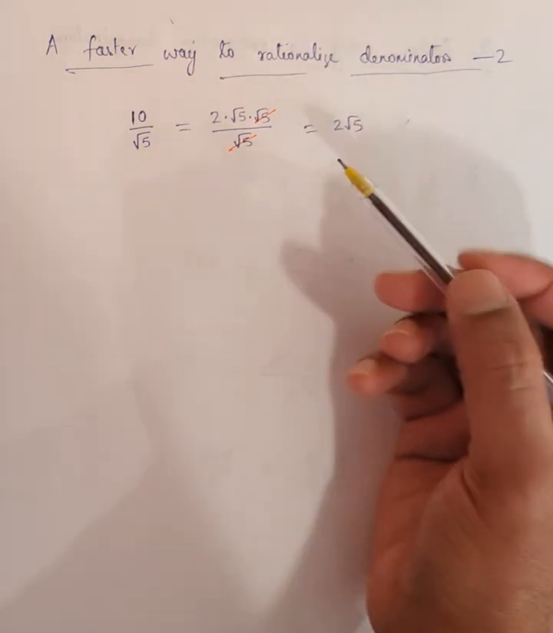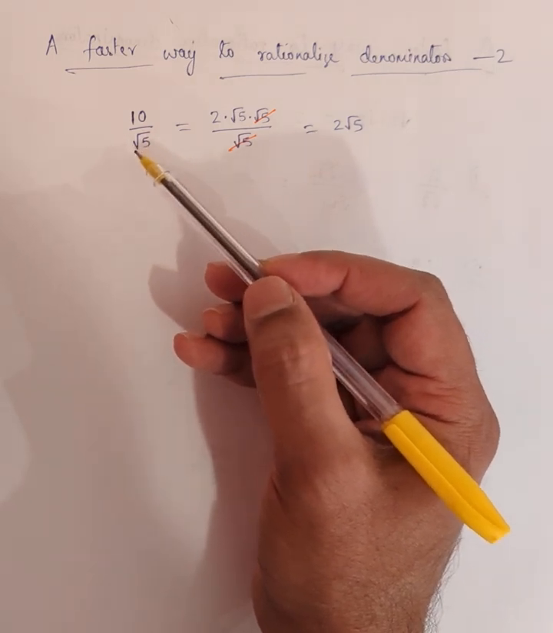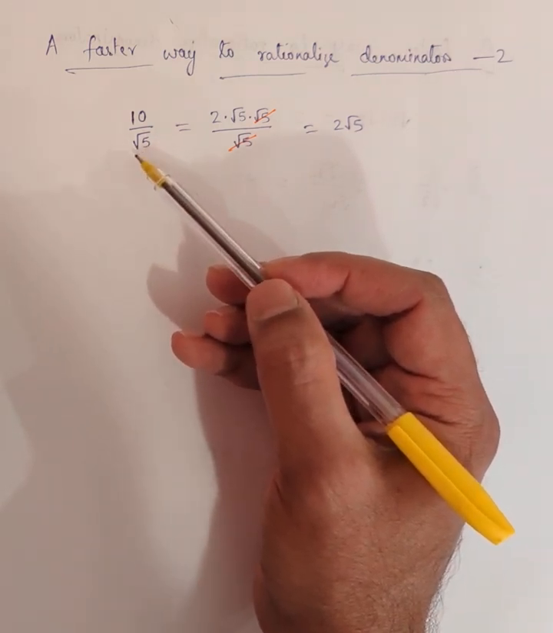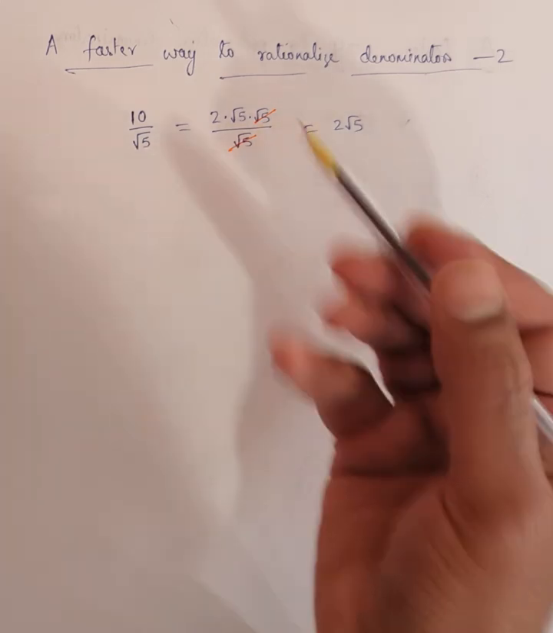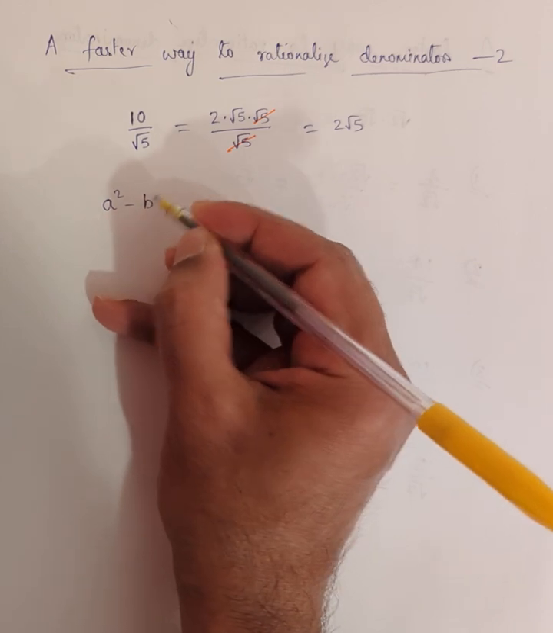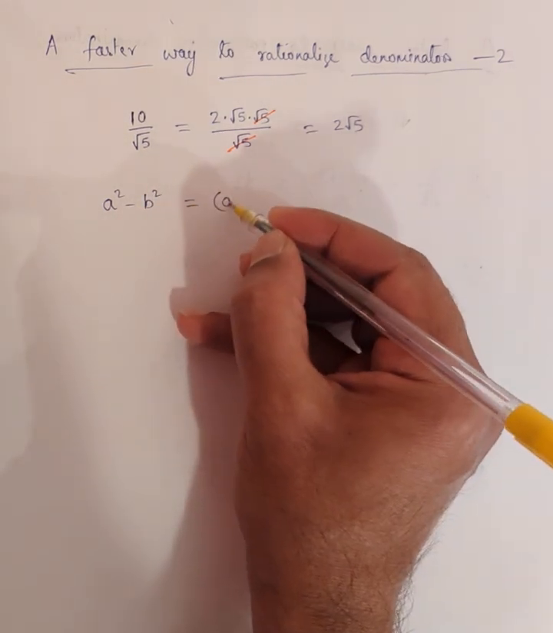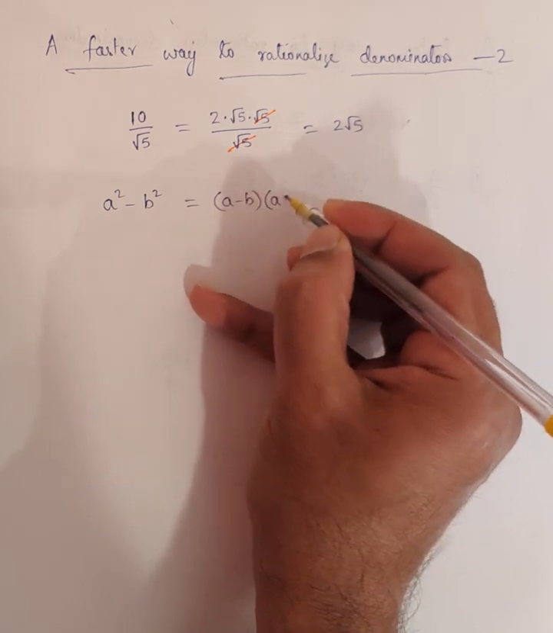Now, in this video, we will talk about denominators that are binomials. So you have two terms in the denominator. Before we get into that, I want to remind you of the difference of squares formula. a square minus b square is a minus b times a plus b.